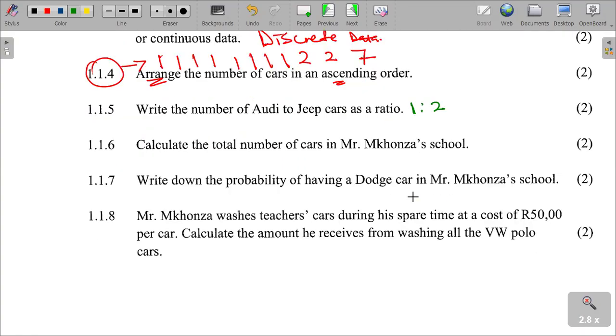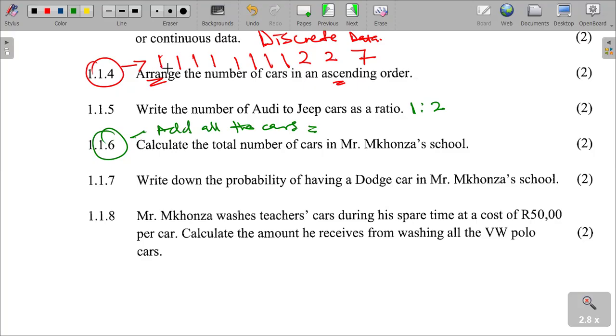And then the next question is saying, calculate the total number of cars in Mr. Skonza's school. So when we are saying calculate the total number of cars in his school, we just add all the cars. So how many cars are there? We just add all the cars which are there, as they are listed in the question above here.